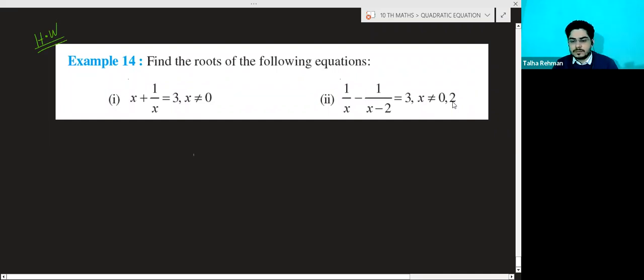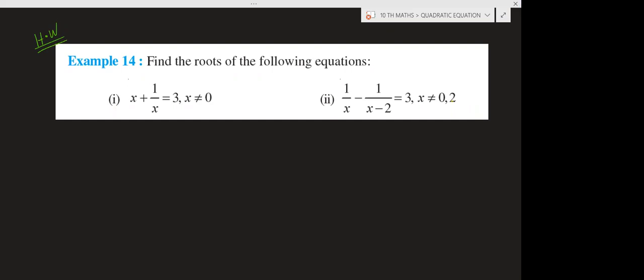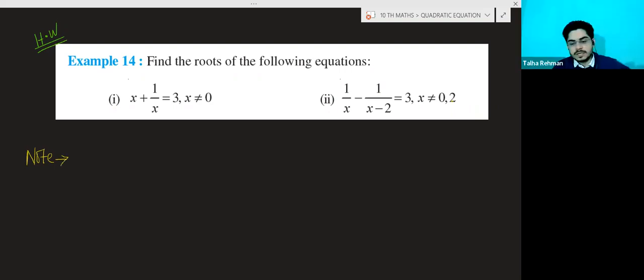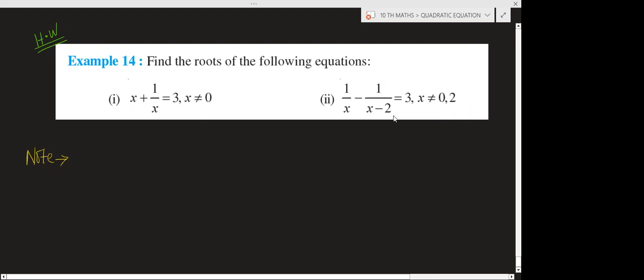Sir, can you say again? I am saying here they have written x not equal to 0. Here they have written x not equal to 0 and 2. So what is the meaning of this? Why, what happened when x equal to 0 and x equal to 2? Sir, in the first question, if x will be 0, then the answer will come 1 by 0 is equal to 3, which is not possible.